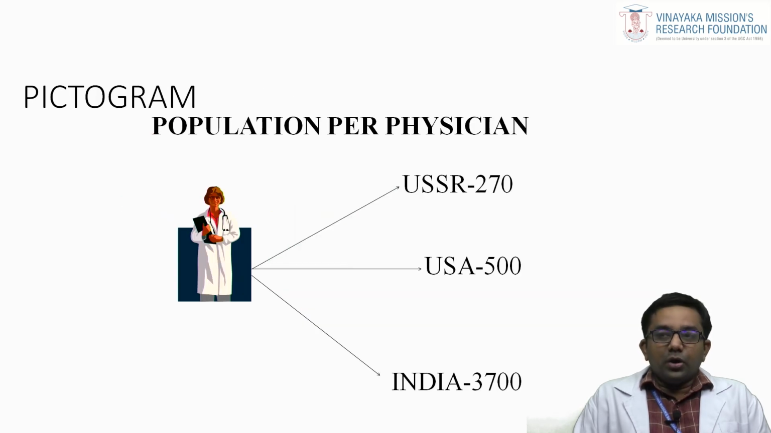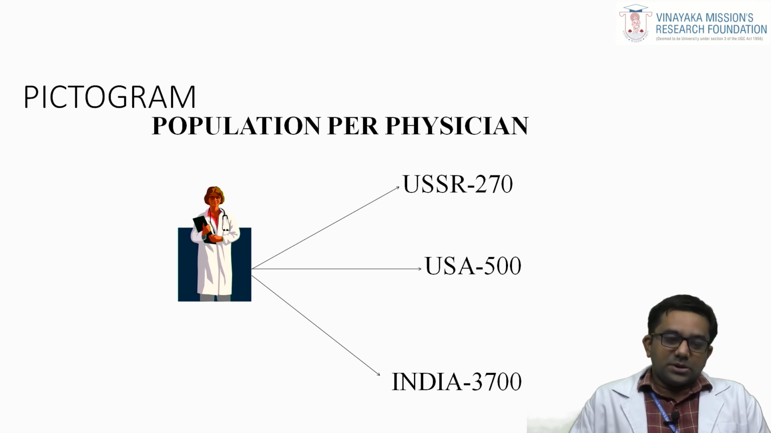Then we have pictograms. So, what are pictograms? A pictogram is nothing but a pictorial representation of data, for example, population per physician. That means we are describing the results in a pictorial representation, which is why it is known as a pictogram. Okay. Till now we saw graphical representation of data, tabular representation of data, and also charts.